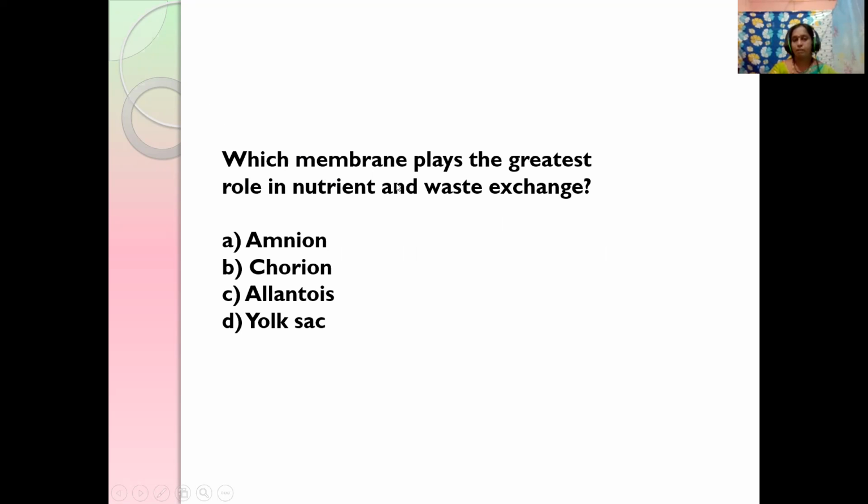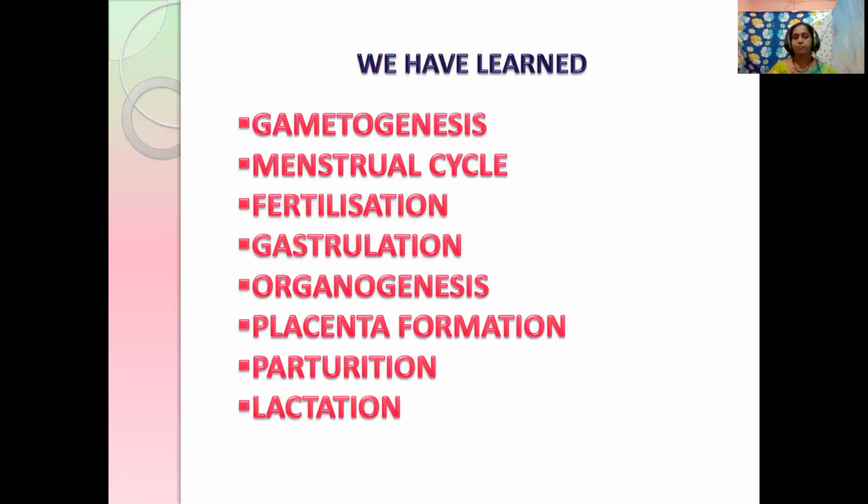Which membrane plays the greatest role in nutrient and waste exchange: amnion, chorion, allantois, or yolk sac? Yes, this is the chorion, students, playing an important role in nutrient and waste exchange, as it has chorionic villi, the foldings, present.